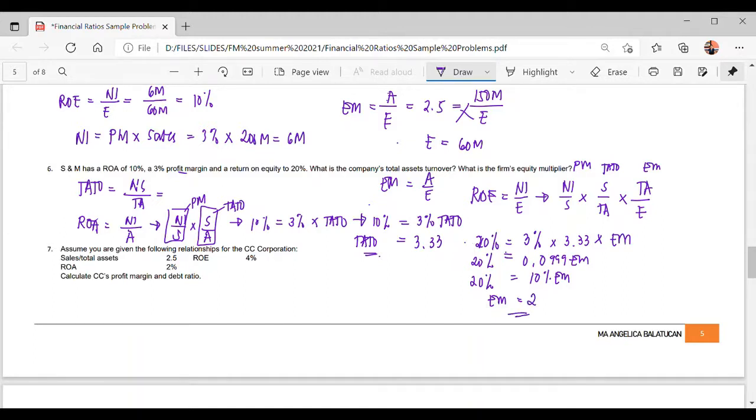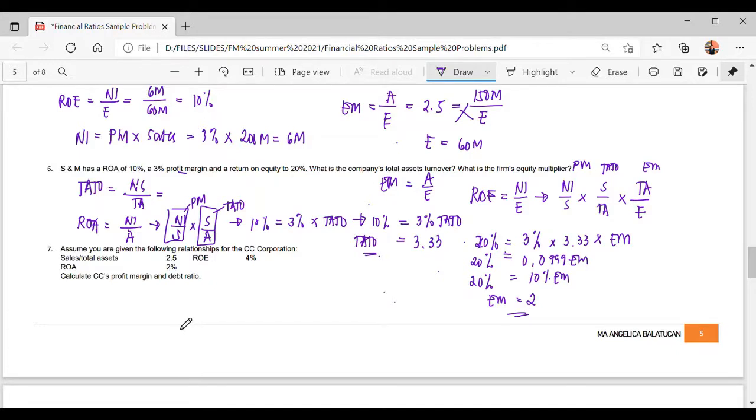Okay, so let's check your answers earlier. So you already have your answers. That was 2. Okay, that's correct. Next question, question number 7. What is our debt ratio? What's our debt ratio here? We have the first question there, profit margin, and then we have the debt ratio. Okay, so the answer for debt ratio is 50%. How about the profit margin?